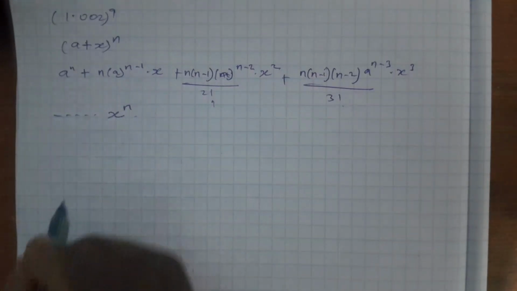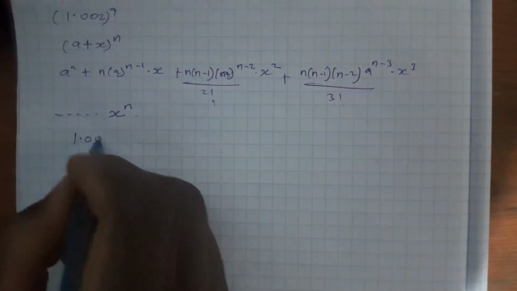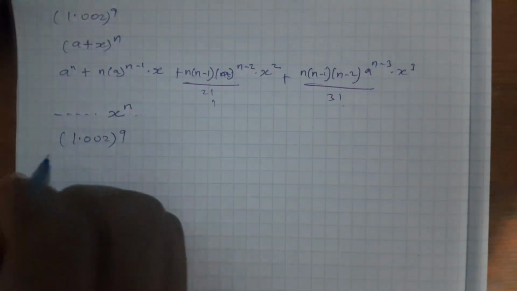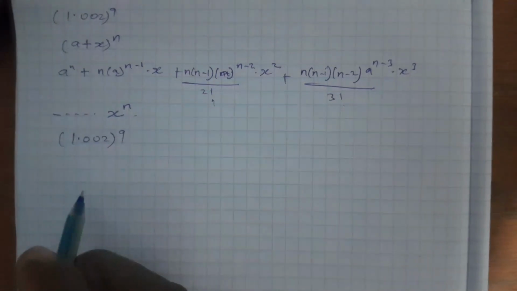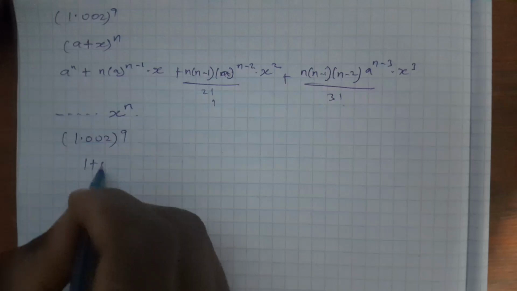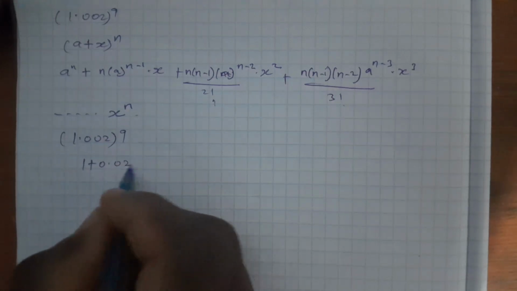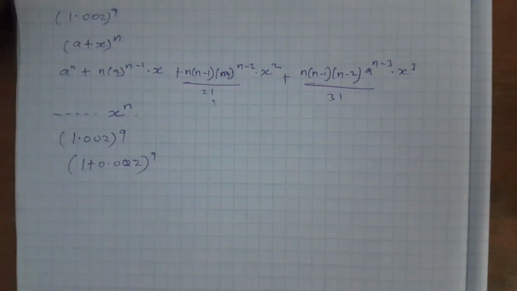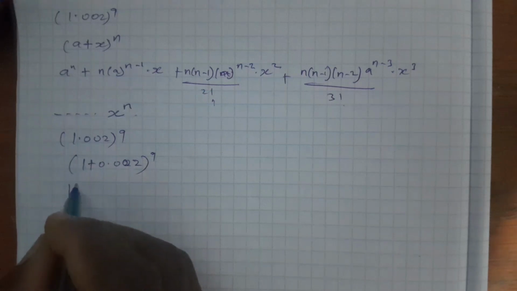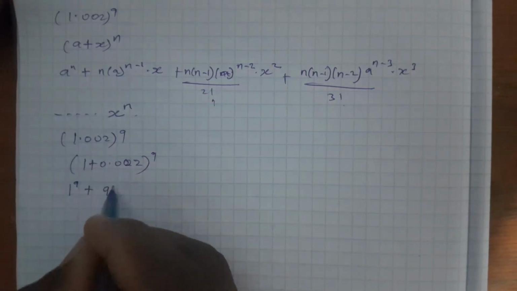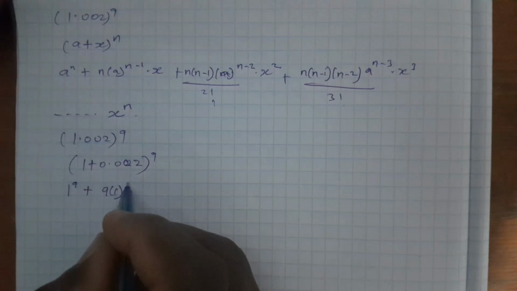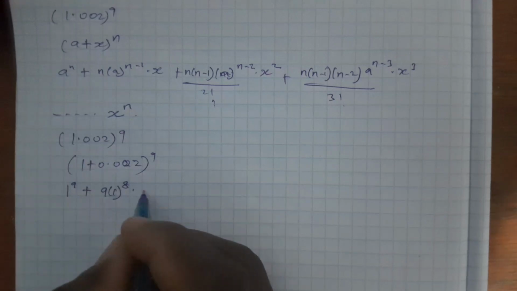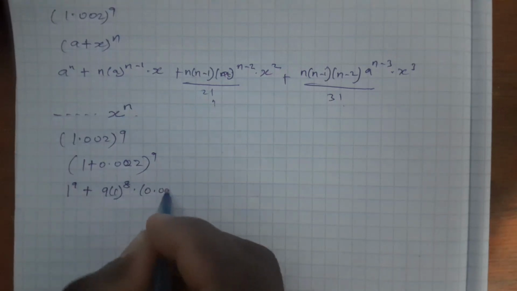Now let's try to solve this problem that we have, 1.002 raised to power 9. We use the same formula to expand this. If we put this in the terms of a plus x raised to the nth power, we will have 1 plus 0.002 raised to power 9. And how do you work out this one? You will have 1 raised to power 9, plus 9 times 1 raised to power 9 minus 1, which is 8, times 0.002.